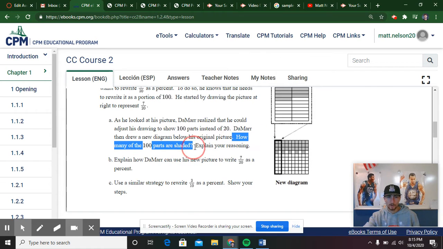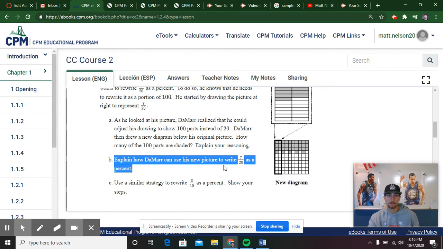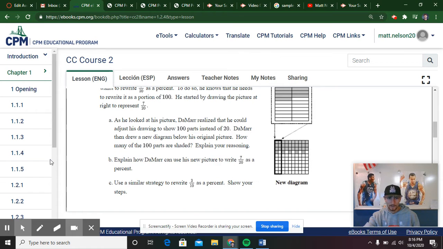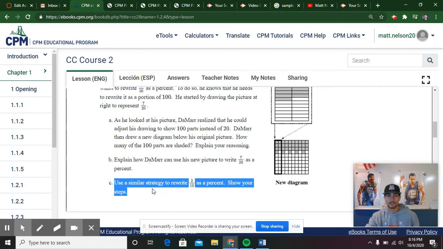How many 100 parts are shaded? Explain your reasoning. All right, so here's his new diagram that he just drew. How many of these parts are shaded? Explain how Damar can use his new picture to write 7 over 20 as a percent. So here it's out of 20, and this new picture is out of 100. Think about what percent means. That might be your reasoning.